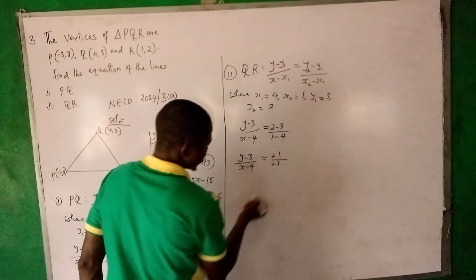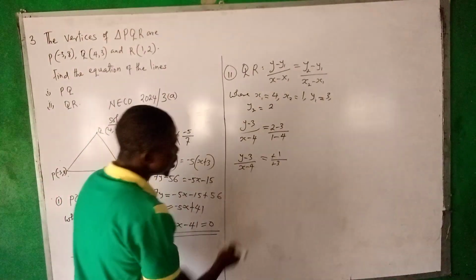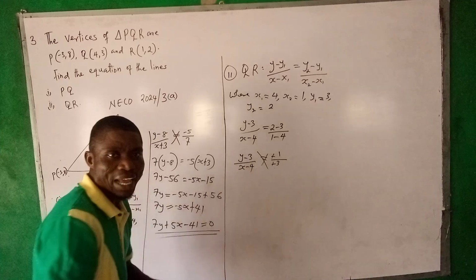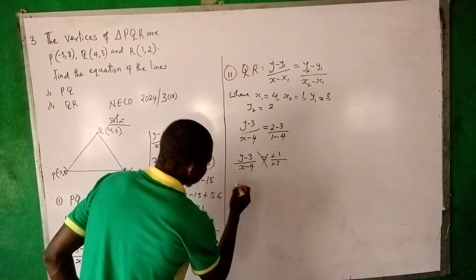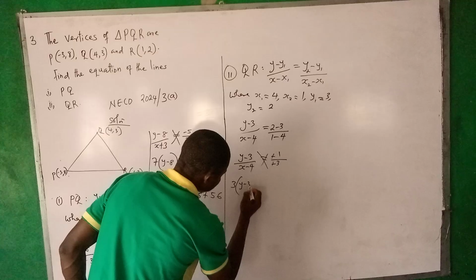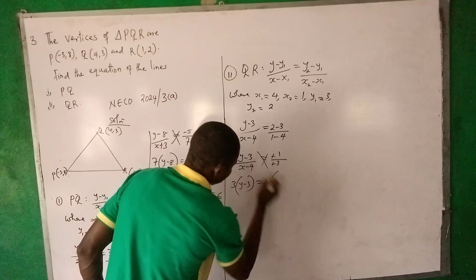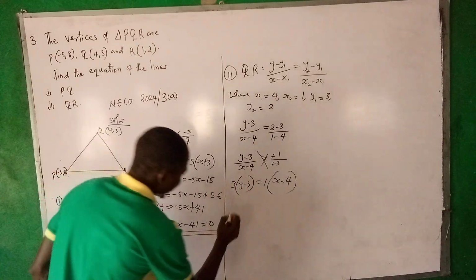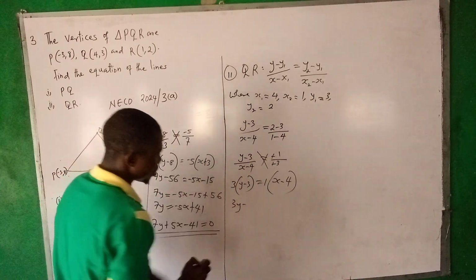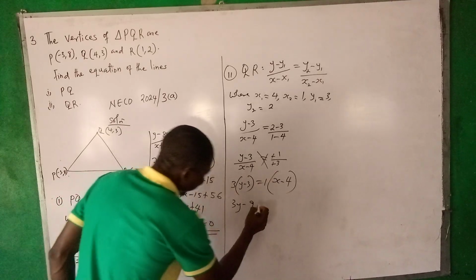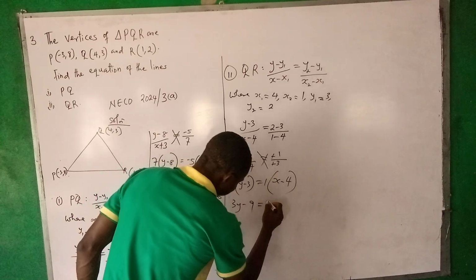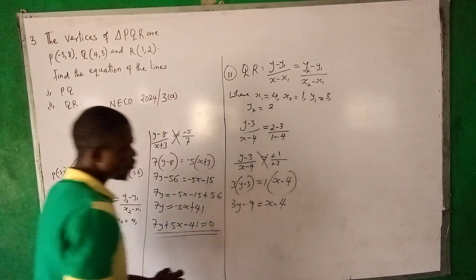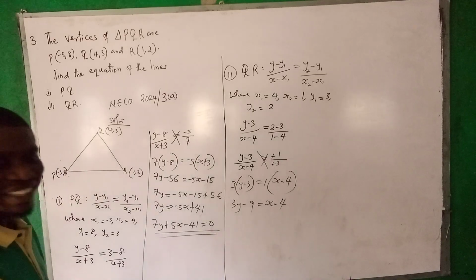Now this can cancel out. Yes, it's done that way. Now use 3 to multiply this and 1 to multiply that. We call it cross multiplying. So 3 multiplies (y - 3) equal to 1 multiplies (x - 4). Very easy. Now 3 times y is 3y, minus 3 times 3 is 9, equal to 1 times x, which remains x, and 1 times -4 means -4.